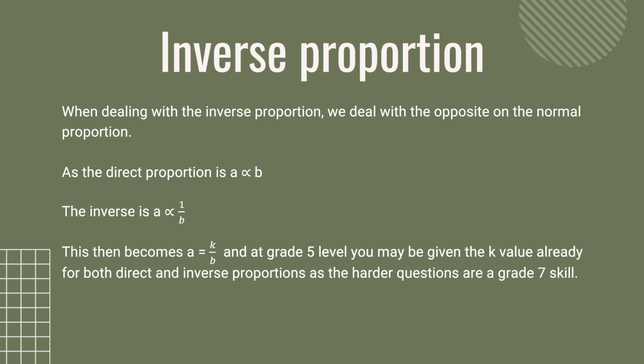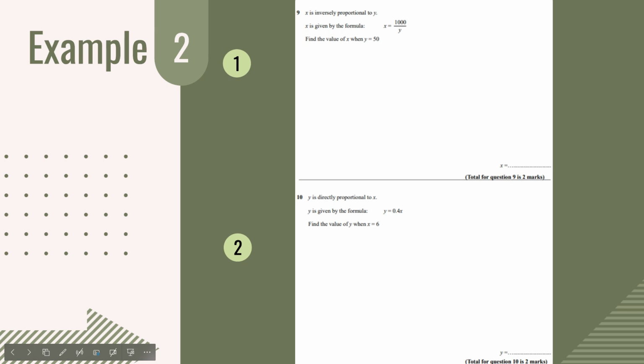And at grade 5 level, you may already be given the value of k for both your direct and inverse proportions. The harder questions are a grade 7 skill. I'm teaching you how to work out the k value because some of you may go on to do the higher paper, so you may need to learn it. But it's just good to understand what you're doing to be able to answer the questions. Now it's time to have a go at some inverse and direct proportion questions. Have a go, pause the video and unpause when you're done.